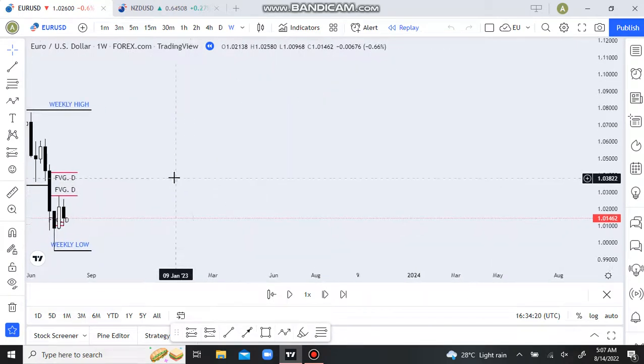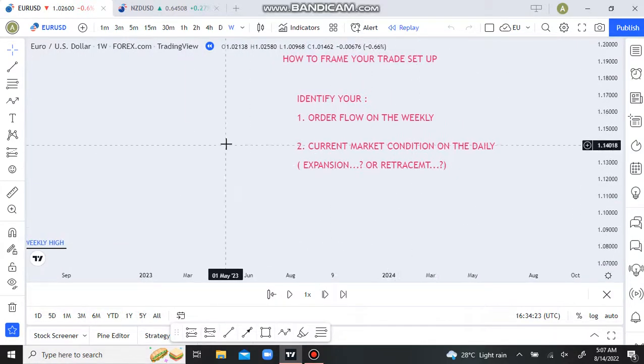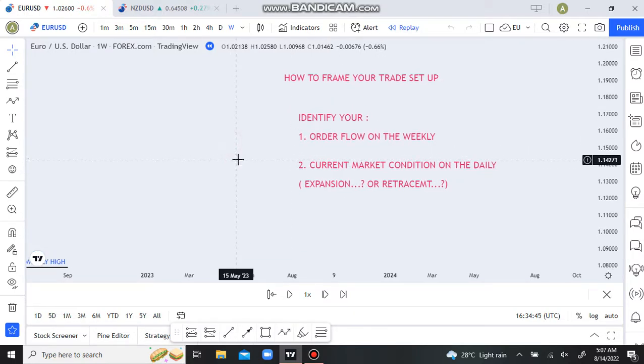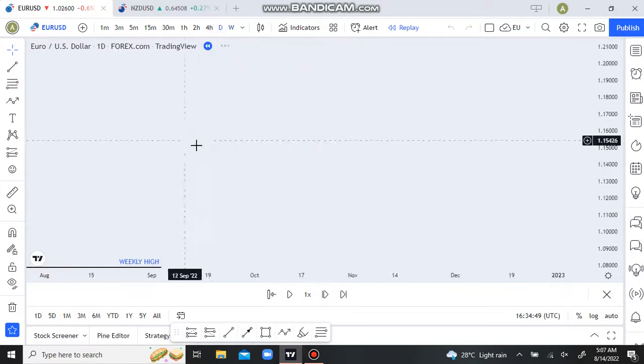After establishing this, you also want to check your daily time frame. What you are going to look for on the daily time frame is our current market condition. When I say current market condition, I mean what the daily is doing, either against the weekly or with the weekly. For our weekly time frame, we are bearish. Let's look at the daily to see what is happening.